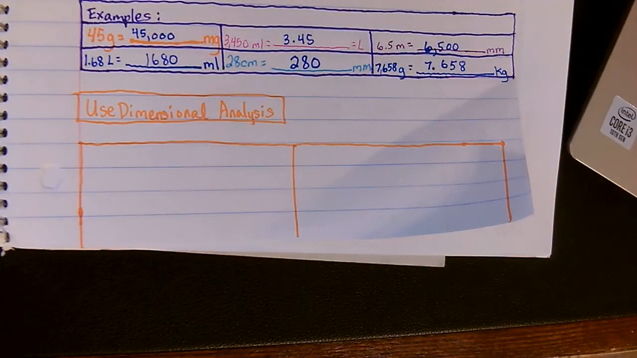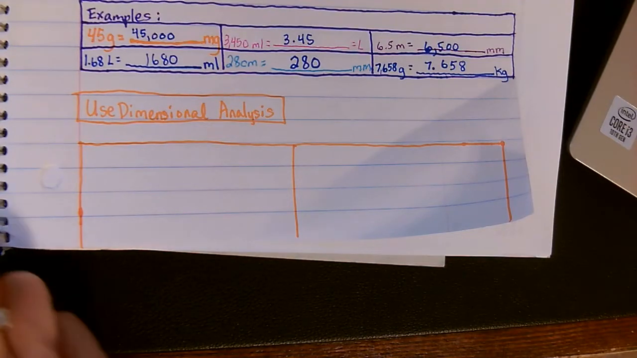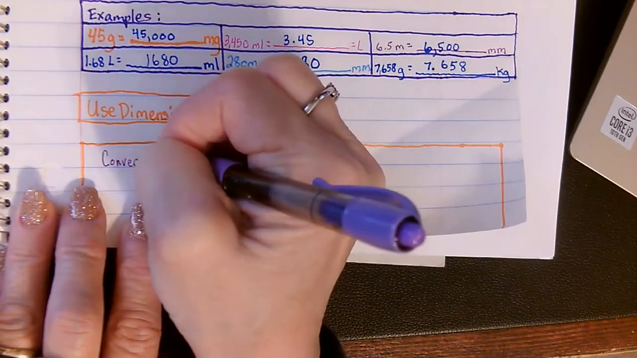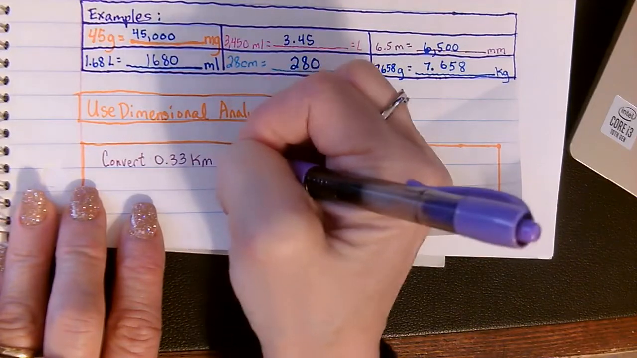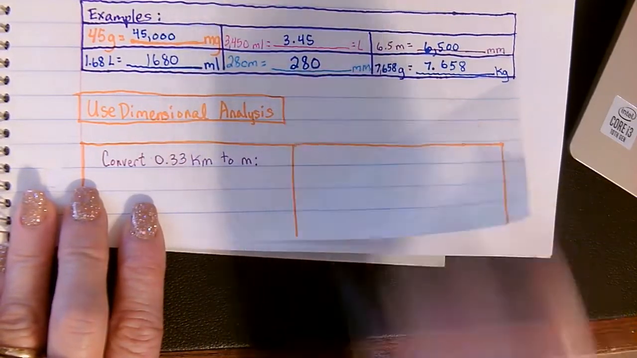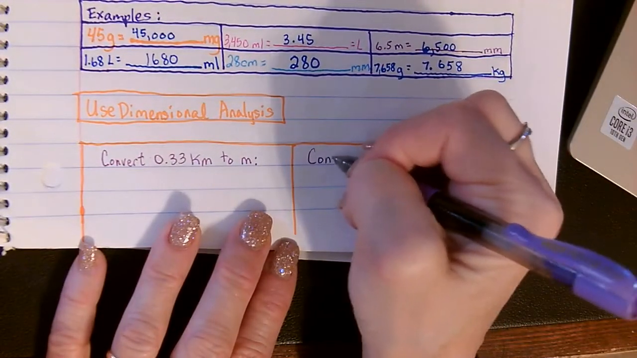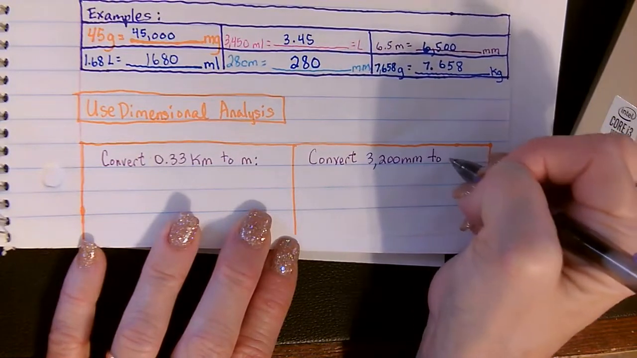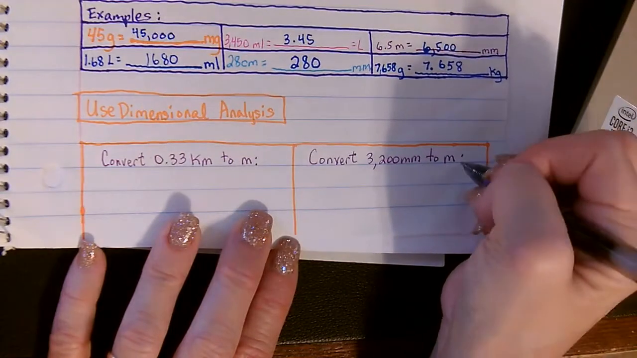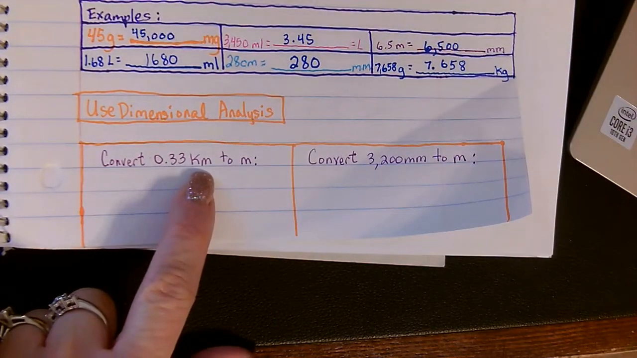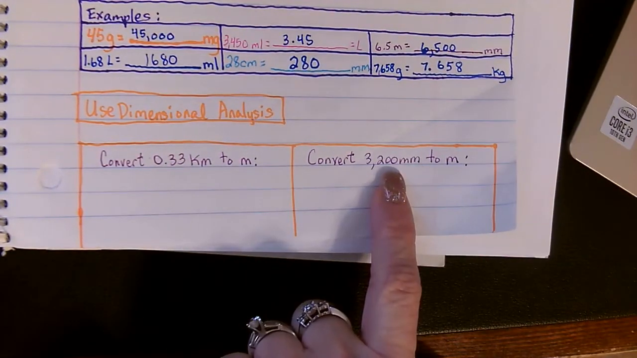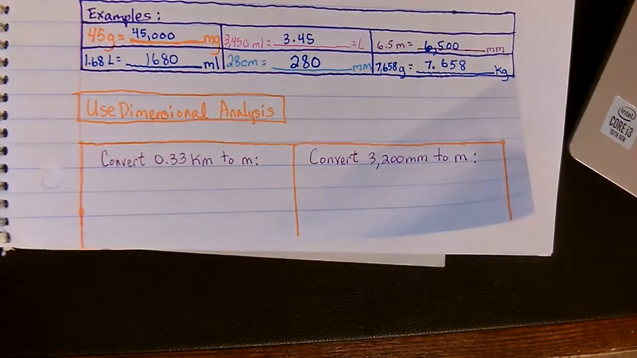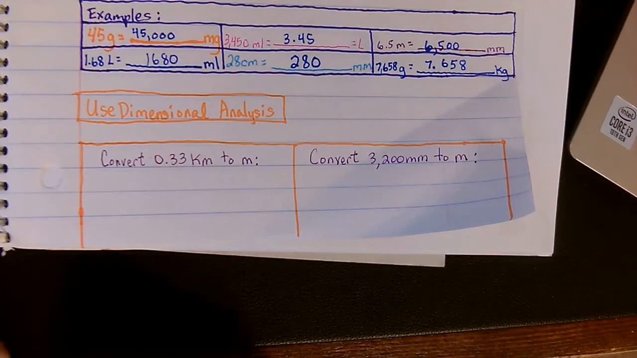And let's begin by writing what 2 examples we would use. The first one would be convert 0.33 kilometers to meters. And the second one I'm going to write convert 3,200 millimeters to meters. Okay? We're going 2 different ways. Kilometers is a larger measurement to a smaller, and this is a smaller to a larger. But it's the opposite. As we convert to this, the number will be bigger, and as we convert to this, the number will be smaller. Okay? All right.